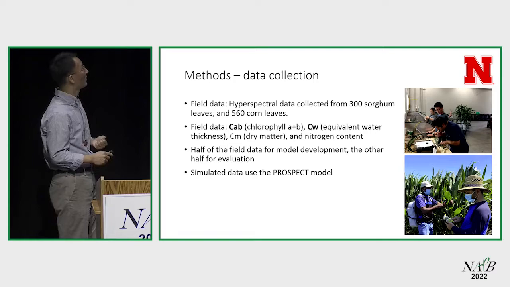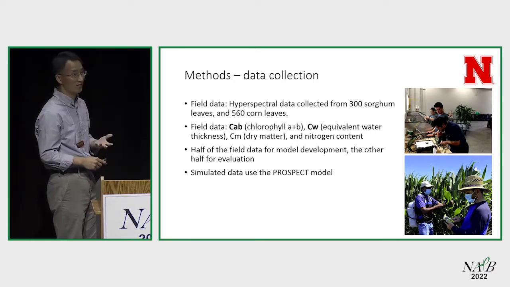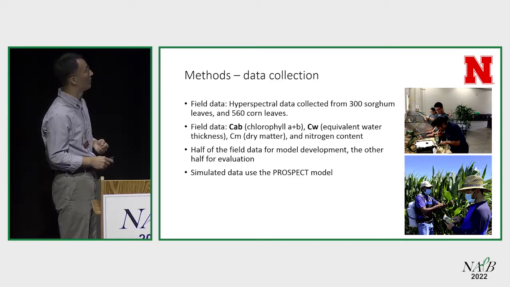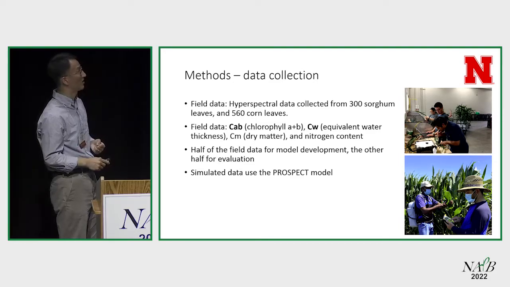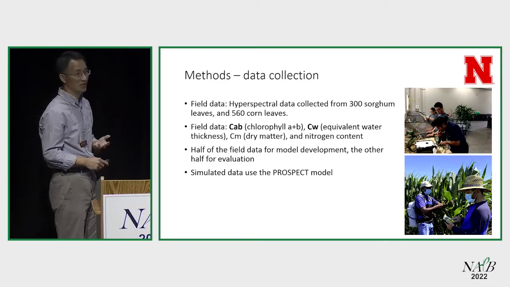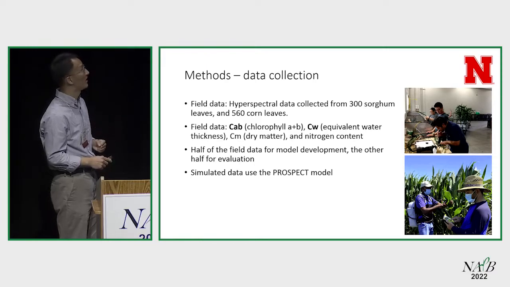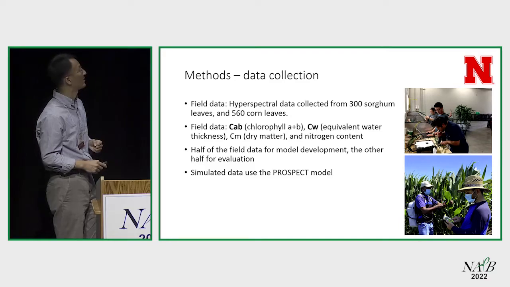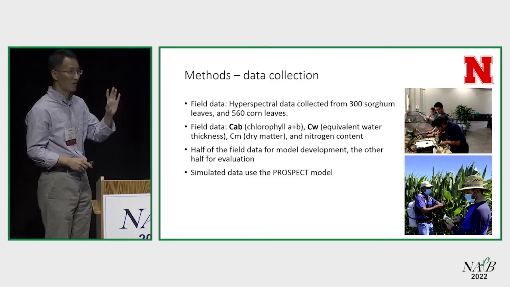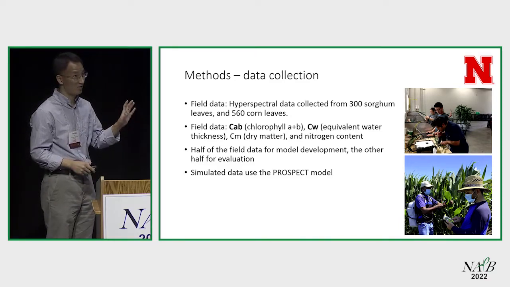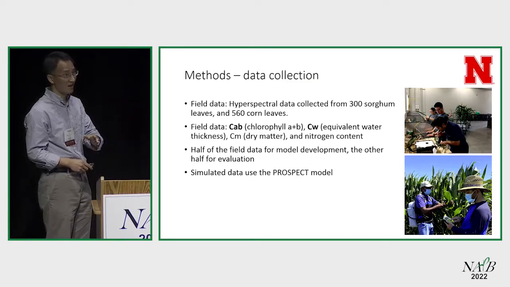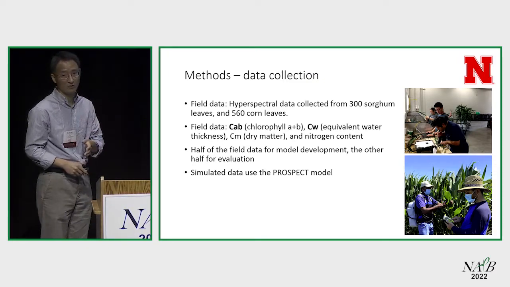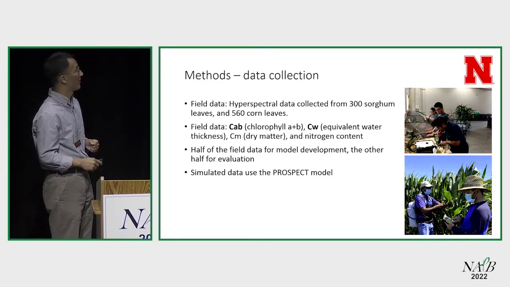For these leaves, we also measured the leaf properties. So we have the chlorophyll concentration measured, the water concentration, the dry matter, and the nitrogen content. Now our focus is really the chlorophyll and leaf water thickness. Then half of the data we said we would use for model development, and the other half is strictly used for model evaluation.